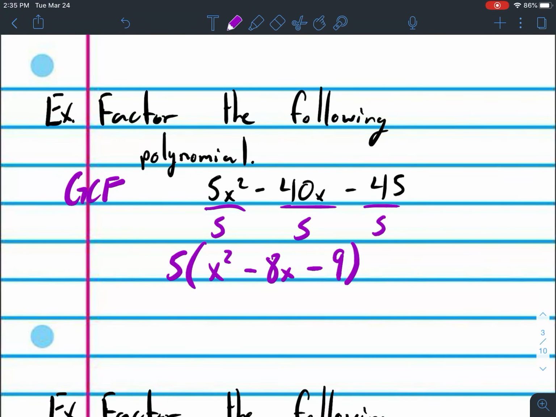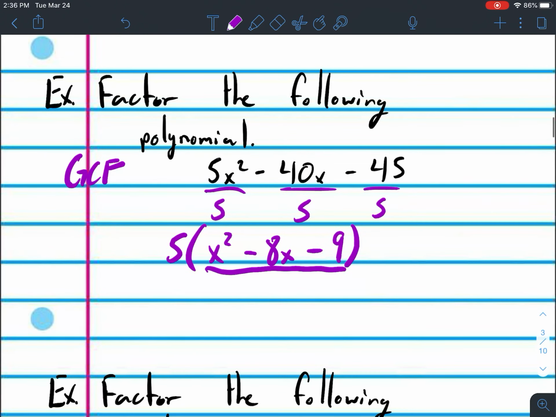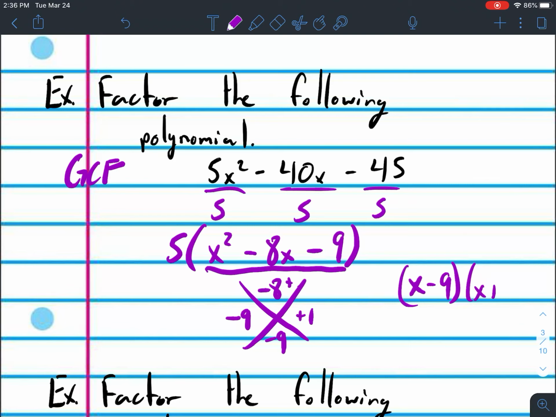Okay. Now, we took out a 5. Cool. That means this right here, we can use Xbox. Okay, so let's do Xbox, -8. What adds to this? What multiplies to -9? -9 and +1. Okay, so my solution, x minus 9, x plus 1.